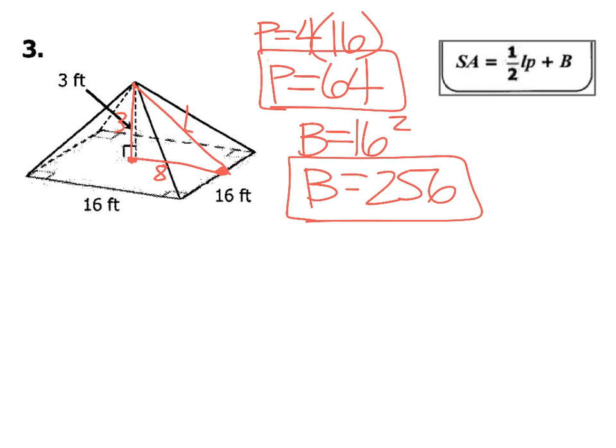Now, we've got a right triangle that we just drew. So anytime we've got a right triangle and we're missing a side, especially that hypotenuse, we can use the Pythagorean theorem to help us find it. So we would say 3 squared plus 8 squared equals L squared. 9 plus 64 equals L squared.